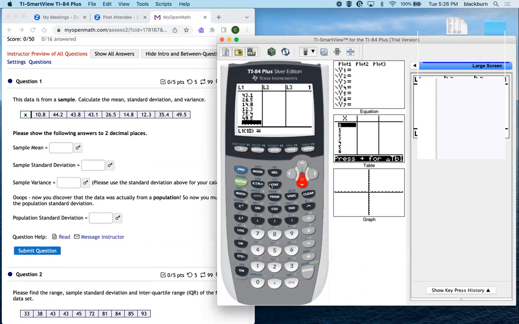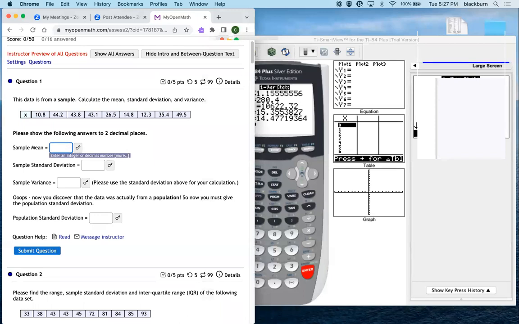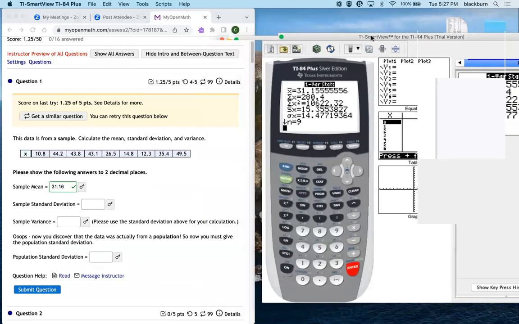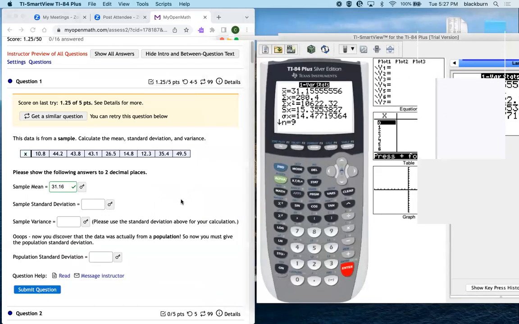Same process. You're going to go stat, edit, nope, stat, calc, and you want 1-Var Stats again. So hit that one, list L1, frequency list, no frequency list, calculate, boom, here we go. So x-bar is going to be the mean, the sample mean. They want 2 decimal places. So we're going to put 31.16.